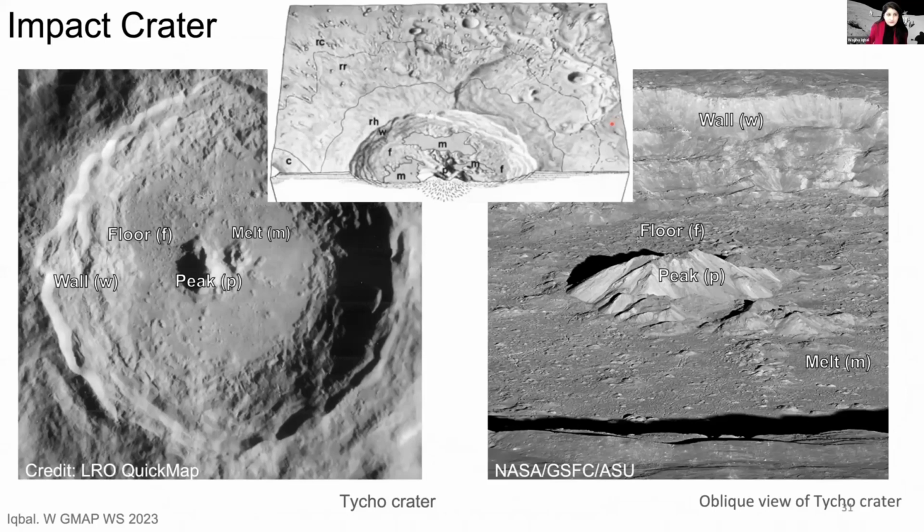Going back to this image, we can see again, here is a central peak we can see in this view. Then there is the hummocky floor here, which is brecciated floor. Then we have crater walls. We can also identify them here. And then we have smooth areas in between, which are like impact melt pools.